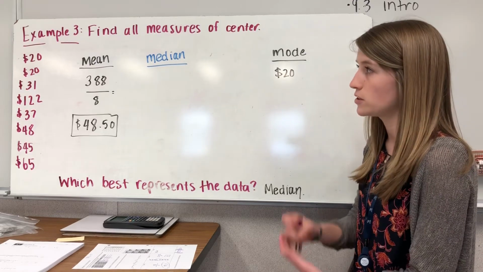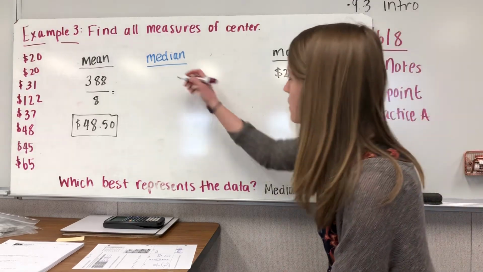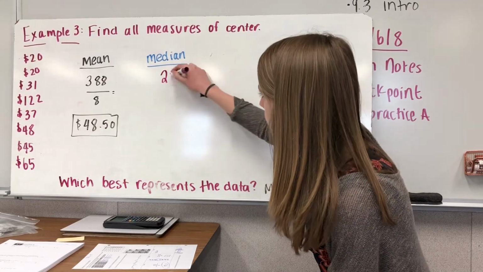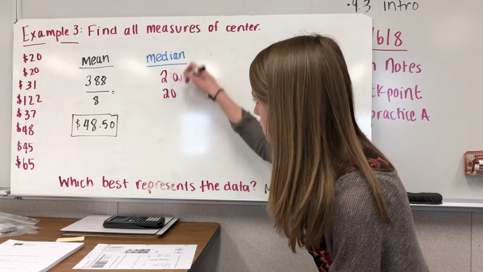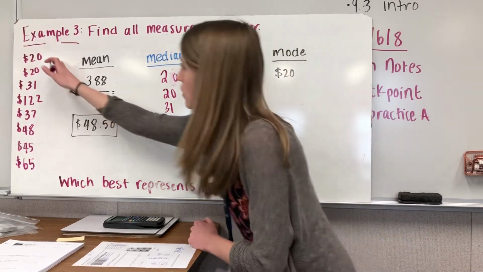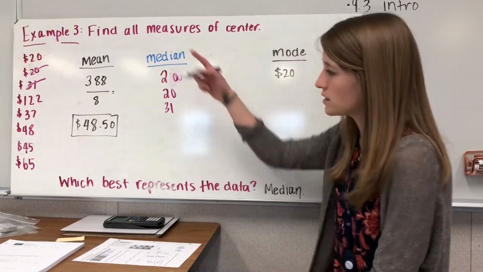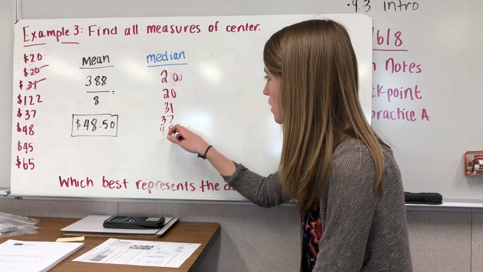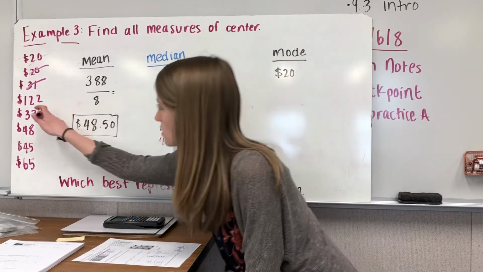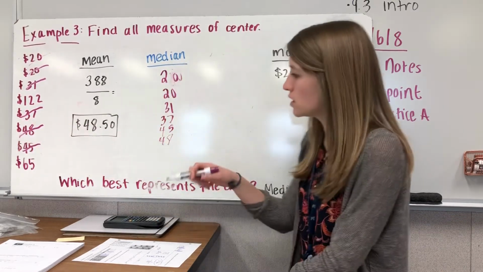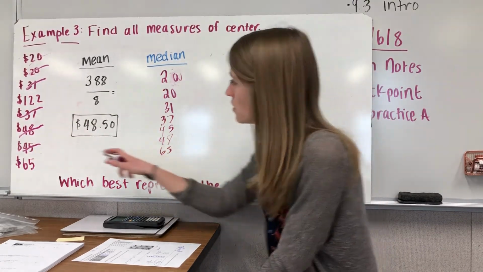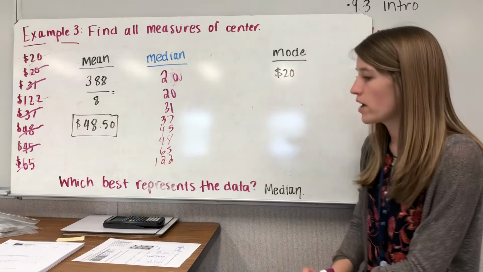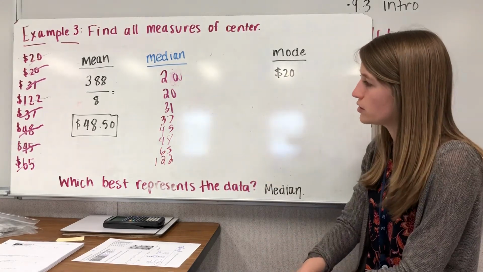The median, remember, the first step is to list out all of our numbers in order. Now, we got 20, we have 2 20s, and then 31. So I've got 20, 20, 31. My next number in my list would be 37. I also have 45 and 48. So I use 37, 45, 48. I also have to use 65. And I have to use 122. So now I have all my numbers, all 8 of my numbers.